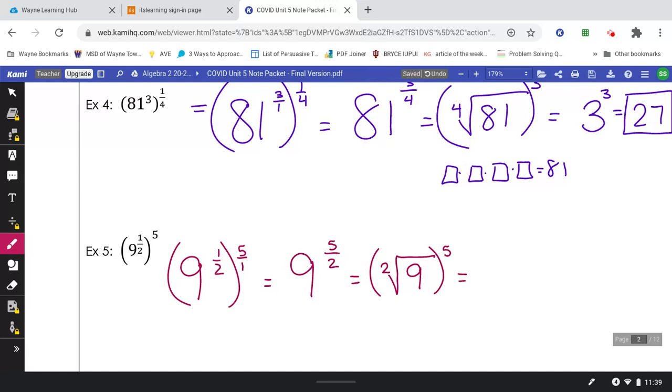The square root of 9, which you could also just write as the square root of 9, no 2 necessary, but that would be 3. And then 3 to the 5th power. Take your calculator, multiply 3 times 3 times 3 times 3 times 3. That would give me an answer of 243.